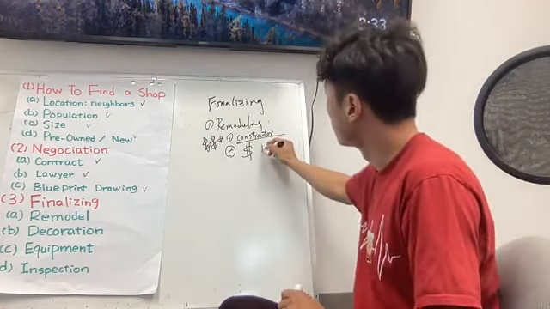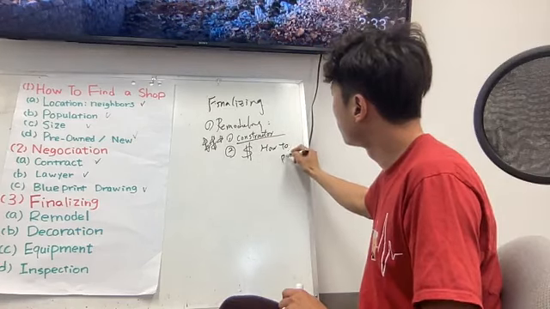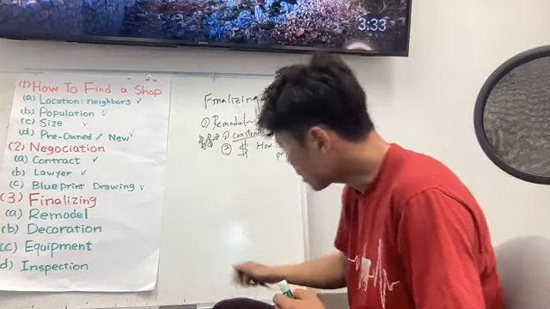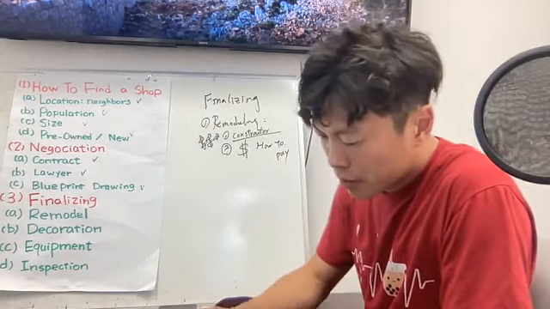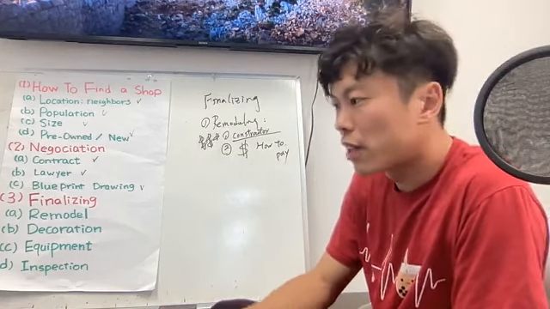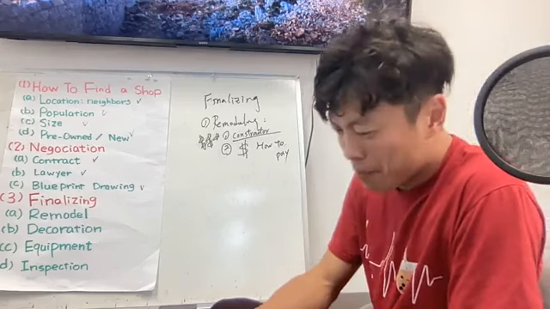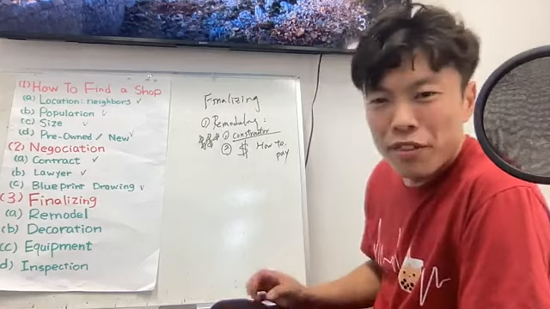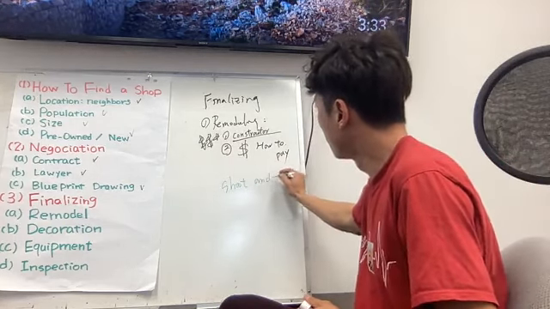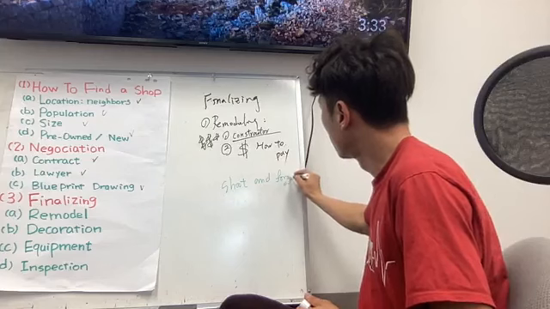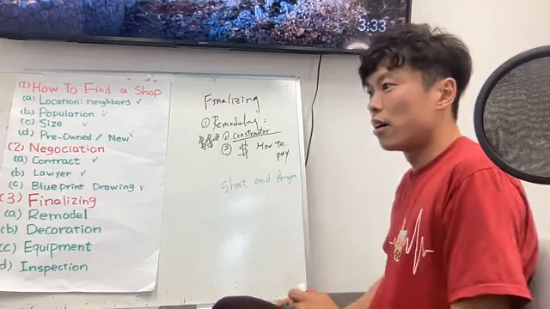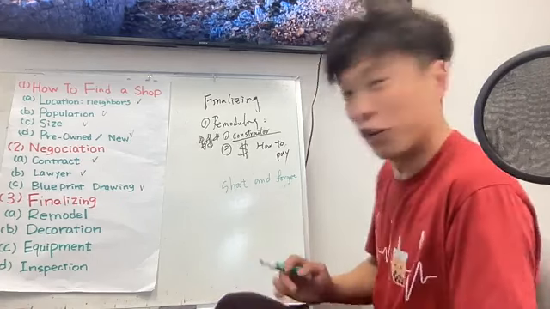Number 2, money. How to pay your contractor? Most of the time, some people don't really understand this, so they just pay the money up front or 50-50. They don't negotiate that much. And then one thing will happen: shoot and forget. Boom, forget. That's no good for you.